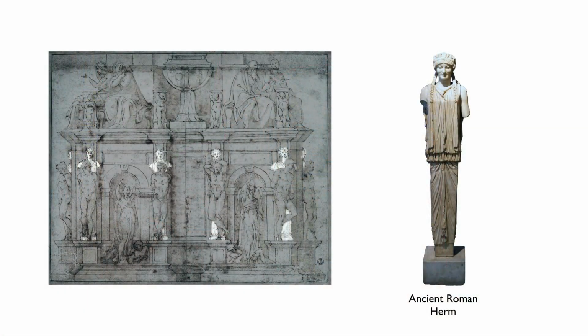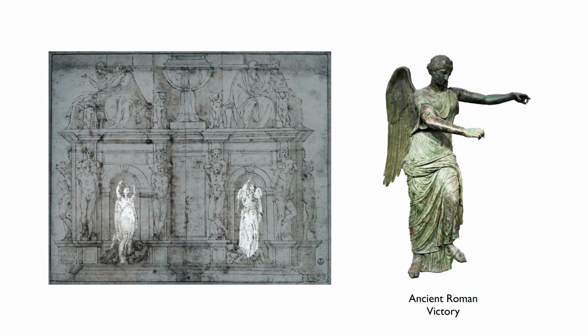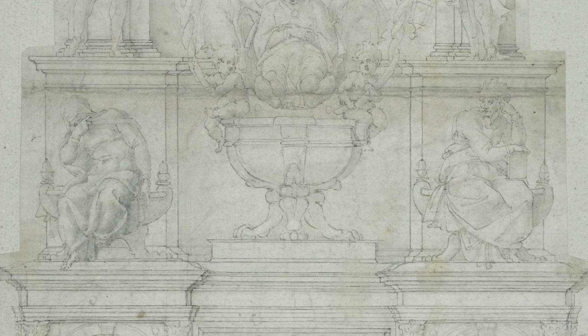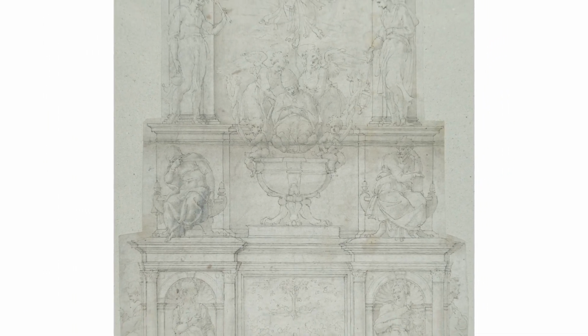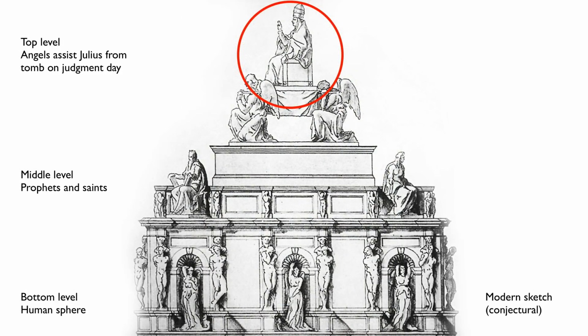There were Herm figures, there were figures of victory that were meant for the tomb. There were also supposed to be seated figures, in addition to Moses, of Paul and of the active and contemplative life. So this was an incredibly ambitious tomb. But most importantly, Michelangelo was to produce a portrait of Julius II, an effigy. And it's interesting that Michelangelo actually avoided sculpting that particular figure and instead focused on the Old Testament prophet Moses.